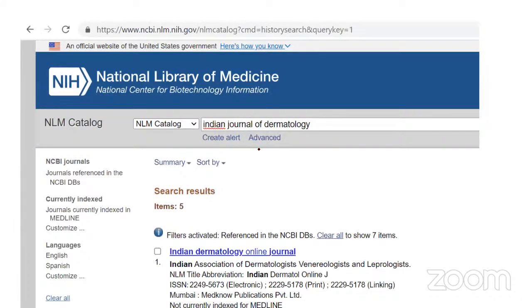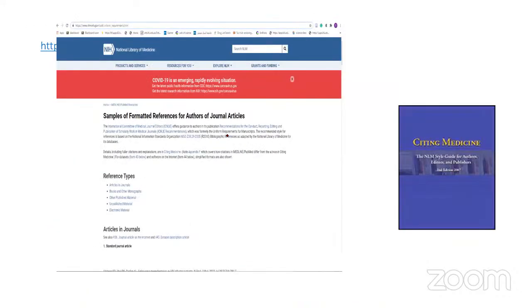Now, for any journal indexed in Medline or PubMed Central, it's very easy to find the journal abbreviation. You just go to the NLM catalog in PubMed, put in the name of the journal, and you will get the abbreviation over there. Here, for example, you can see the NLM title abbreviation for the Indian Dermatology Online Journal. So you can search for any journal and get the abbreviation. That's one place where you can check for the abbreviation which needs to be used in the reference format.